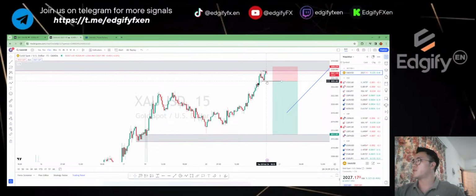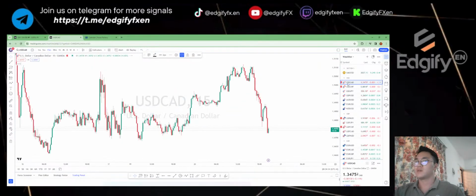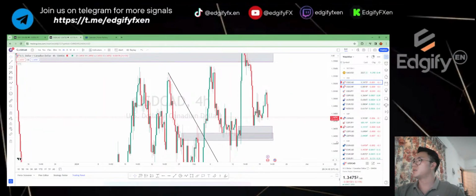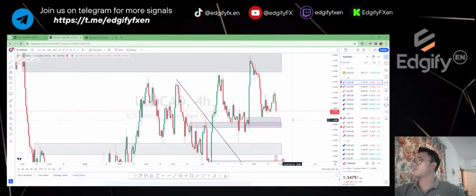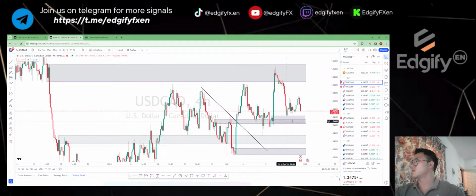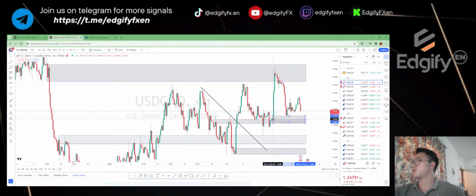Okay, I've already set an alert here, so we won't be missing out on this. Okay, USD CAD. I'm still waiting for this zone here for a buy. So we have to wait a little while more to see how this price is going to play out for us.